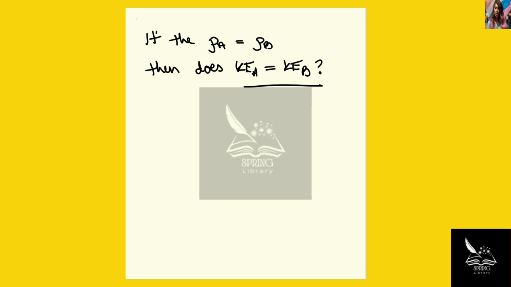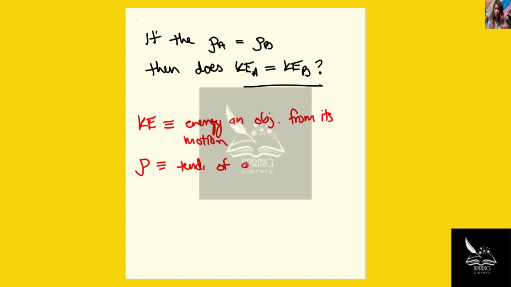But first, let's quickly go over what momentum and kinetic energy are individually. So, kinetic energy is the energy an object has from its motion, and momentum is the tendency of an object to keep moving.